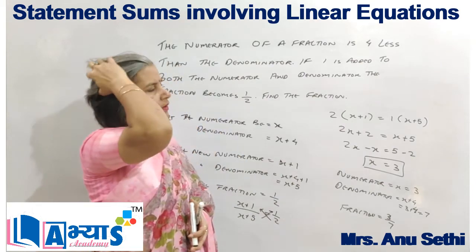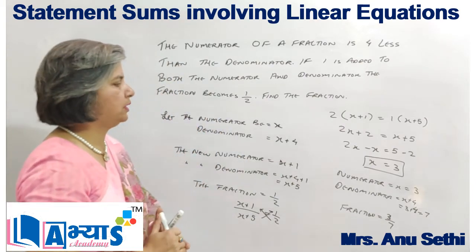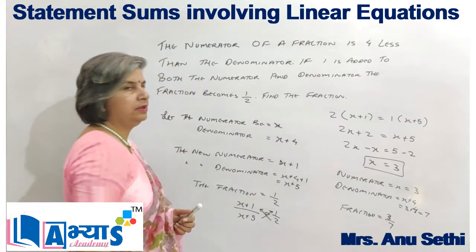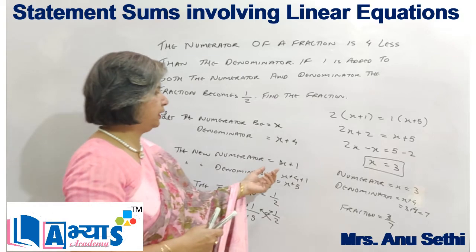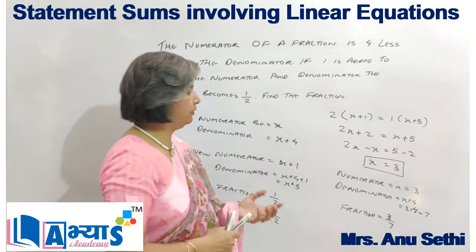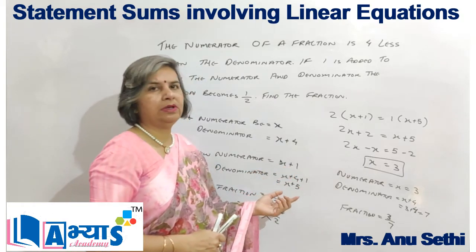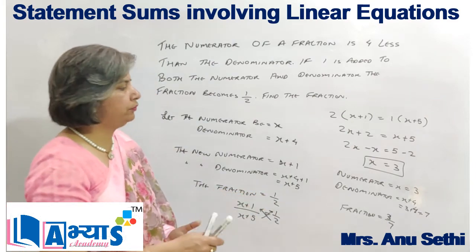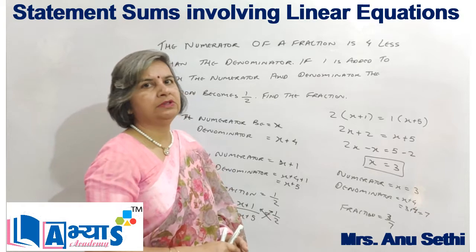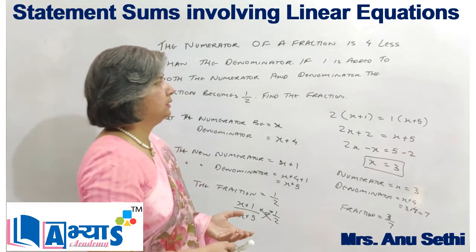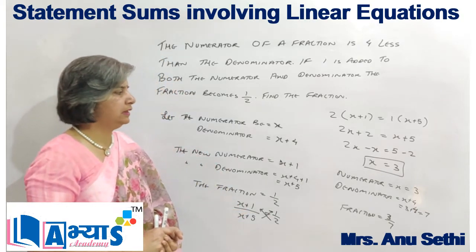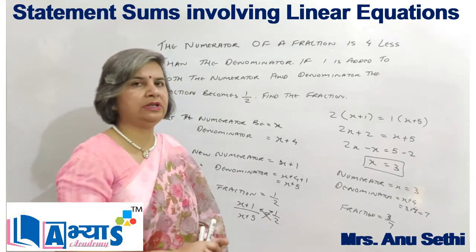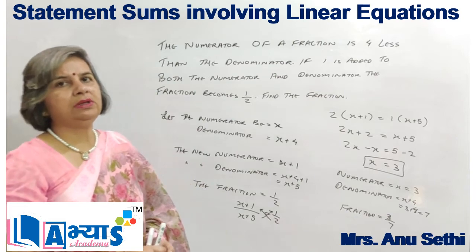To verify whether the answer is right or wrong, we will substitute the value, or we can say we will find the new relation. That means we will add 1 to the numerator, 3 plus 1 will become 4, and we will add 1 to the denominator, that means 7 plus 1 will be 8. So the new fraction will be 4 by 8, which is equal to 1 by 2, hence the answer is justified. So we can say that the fraction is 3 by 7. This is how we can solve statement sums involving linear equations.